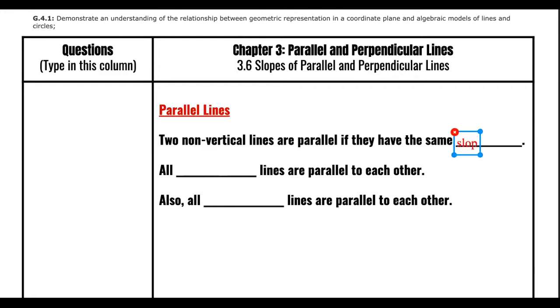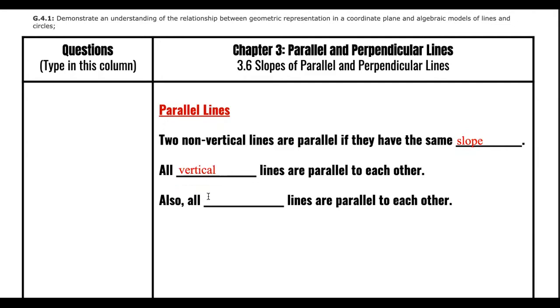Okay, so we've learned a good deal about parallel lines in geometry. We know that they never intersect. We know that they have to be coplanar and in the same plane. And now you need to add to it that their lines have to have the same slope, exactly the same. Now, if that is the case, that will also tell us that all vertical lines are parallel to each other.